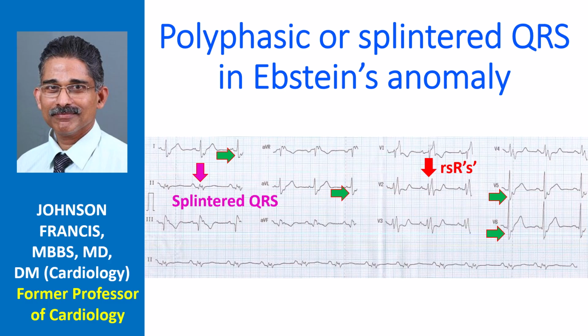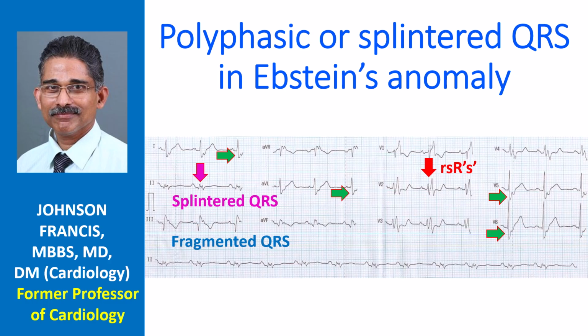The duration of QRS has been linked to right ventricular enlargement and dysfunction in Ebstein's anomaly. A larger atrialized right ventricular volume has been noted in these cases. As a corollary, those with near normal ECG would have mild morphological abnormalities and a better clinical profile. Splintered and polyphasic QRS of Ebstein's anomaly can also be considered as fragmented QRS as per the new terminology.